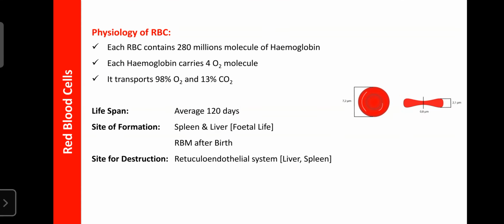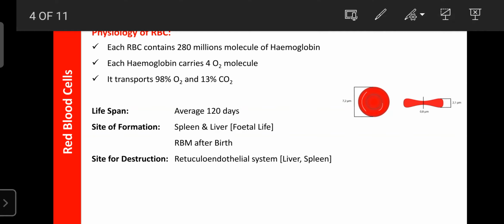Regarding the physiology, you already know our body has around 4 to 6 million RBCs per cubic millimeter of blood. The RBC does not have any nucleus. That empty space consists of hemoglobin. Each RBC consists of 280 million molecules of hemoglobin. So within a single RBC, we have around 280 million hemoglobin molecules.